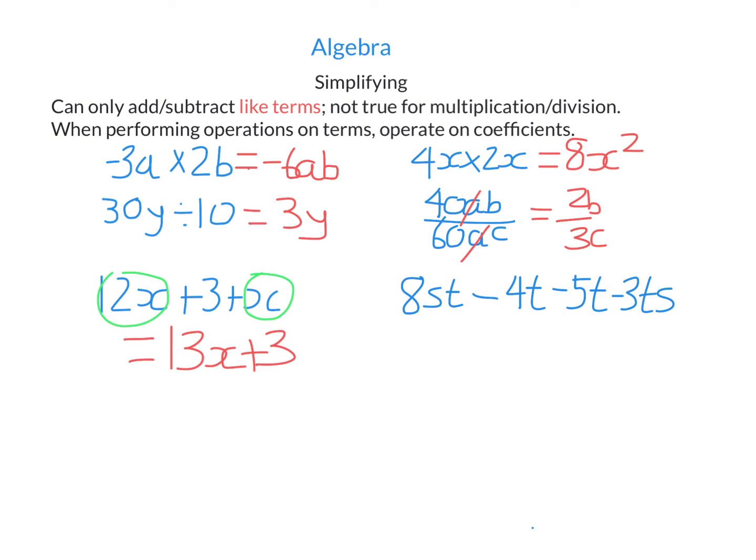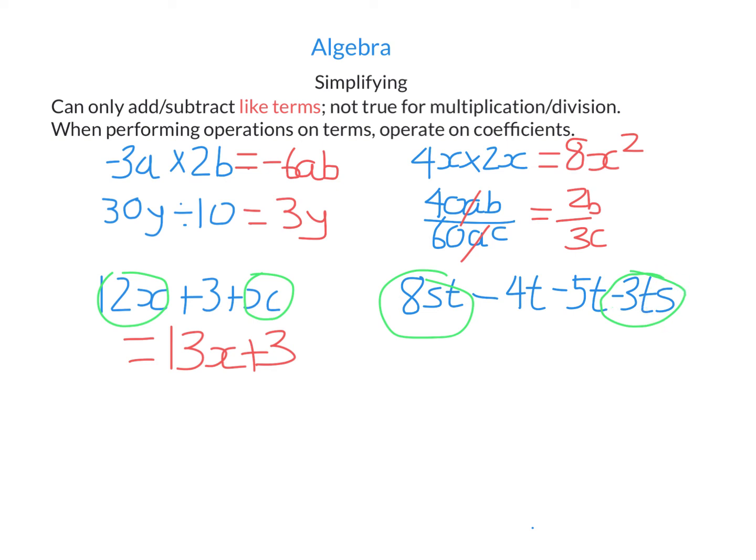Now note that st and ts are like terms. These two terms are like terms. They both have one s and one t. It doesn't matter the order in which the pronumerals are written. So note this last term is not 3ts, it's negative 3ts. The coefficient, or number in front of ts, is negative 3.